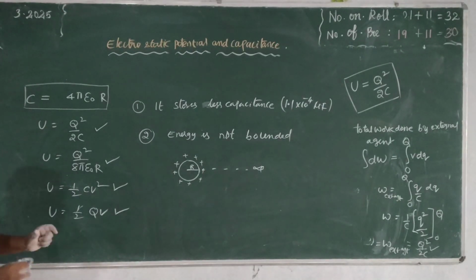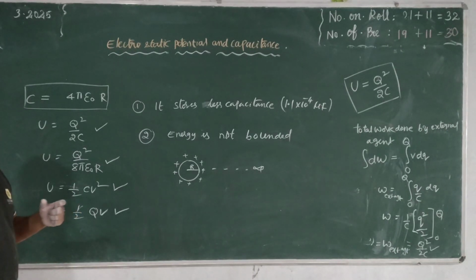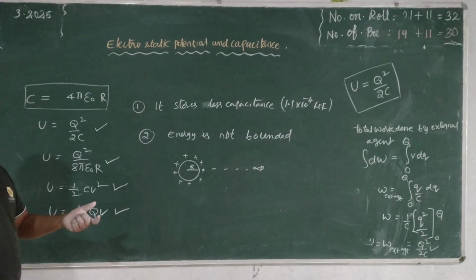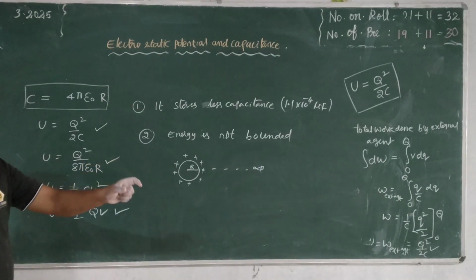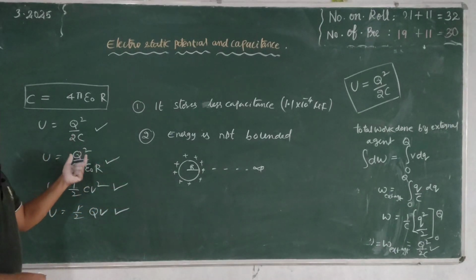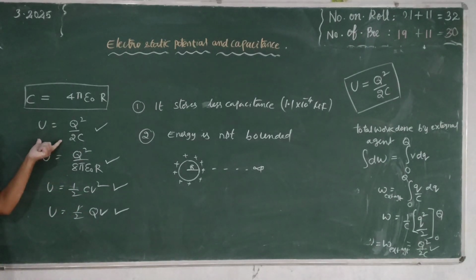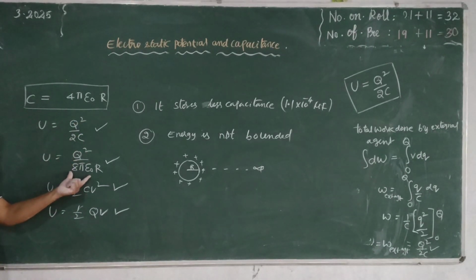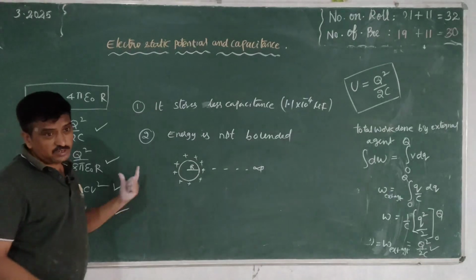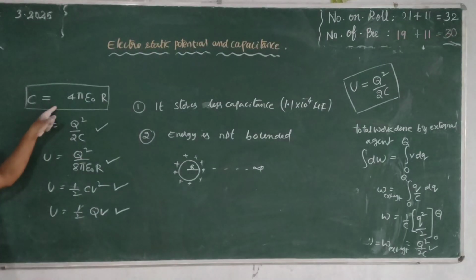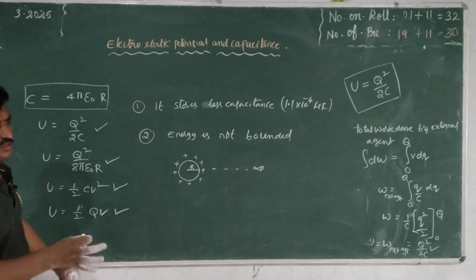So this is the introduction of the capacitor and capacitance. What is a spherical capacitor? How is energy stored in it? The work done in bringing each charge element dq from infinity to the spherical capacitor is stored in the form of electrostatic potential energy. That formula is q square by 2c, u equal to q square by 8 pi epsilon naught r, or 1 by 2 cv square, or 1 by 2 qv. These are the energy formulas, and the capacitance of the spherical capacitor is this. This is the introduction to capacitor and capacitance.